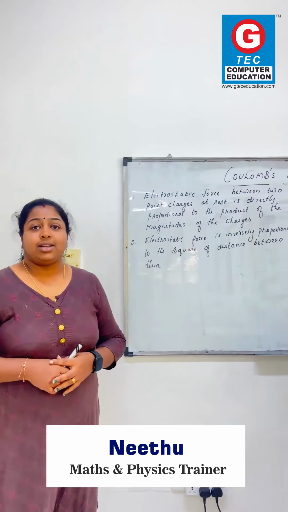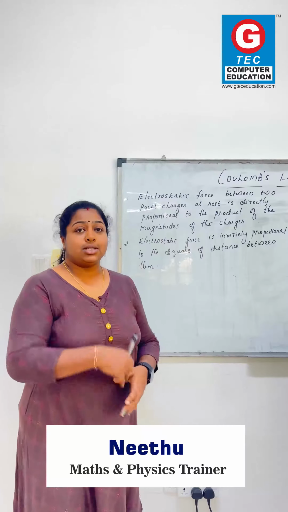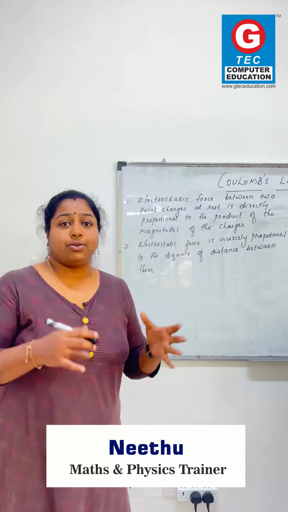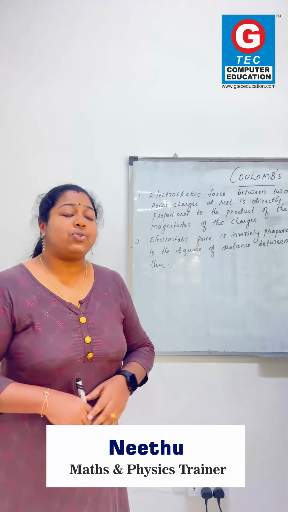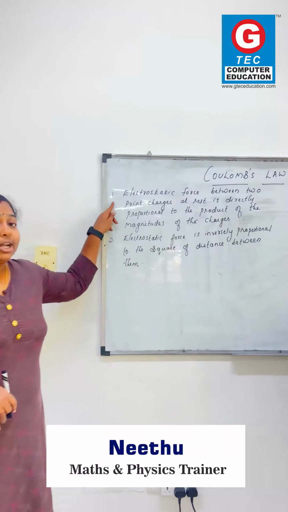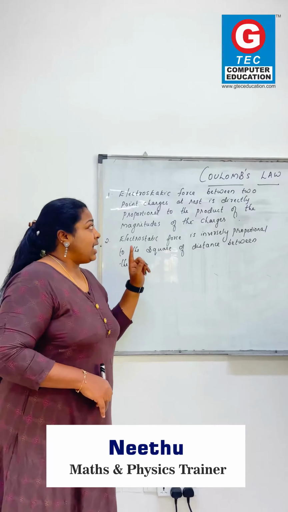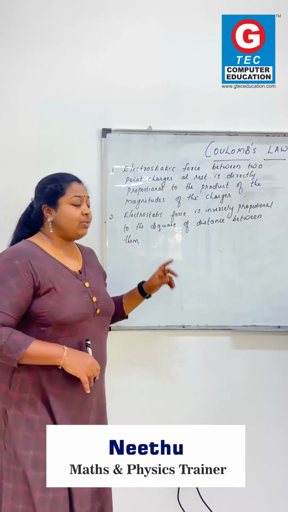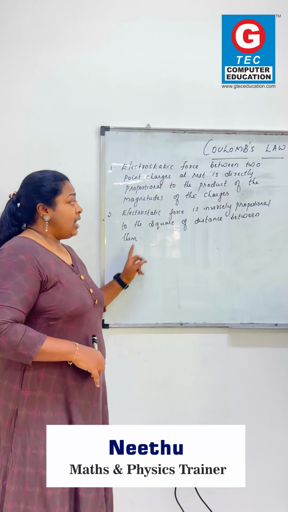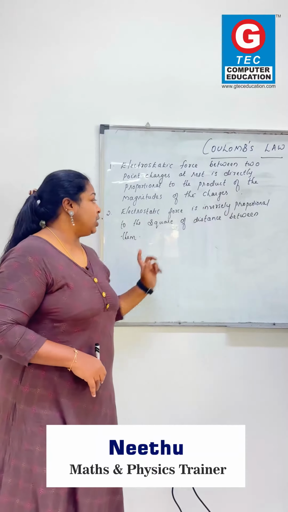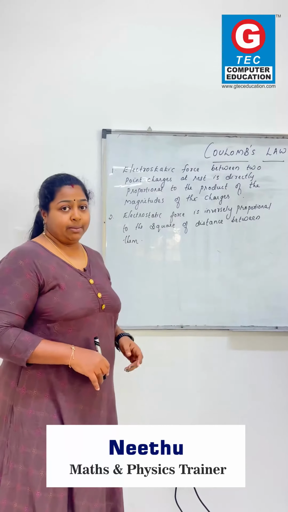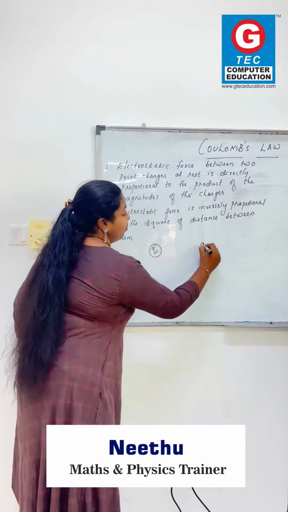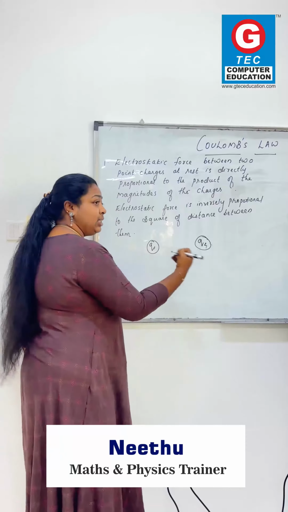Charles Augustin de Coulomb proposed this law with two main statements, and he gives the idea about the force between the two charges. The first statement is: the electrostatic force between the two point charges at rest is directly proportional to the product of the magnitudes of the charges. And the second statement is: that force is inversely proportional to the square of the distance between them. Suppose there are two charges Q1 and Q2, which have a force of attraction or repulsion.